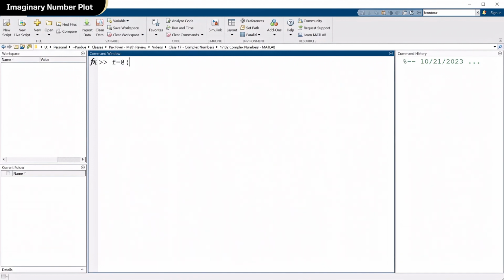Probably the easiest way to do it is with an anonymous function. And so I'm going to assume that the complex value is a plus ib. So a plus ib, and I'm going to square that and put that dot in there because it's going to yell at me if I don't.